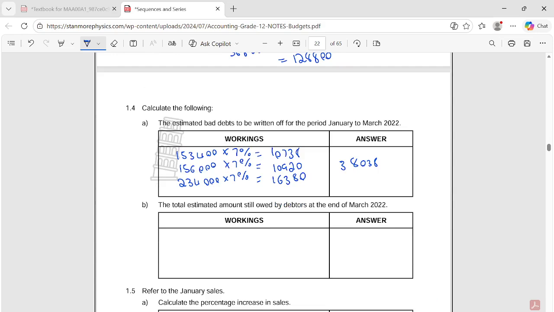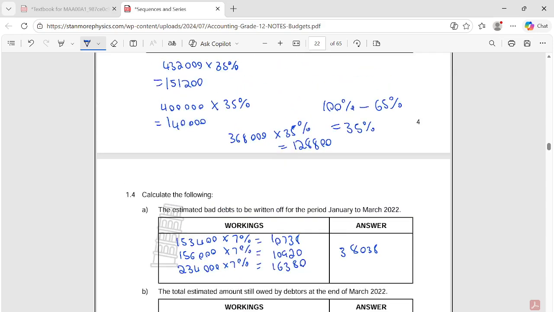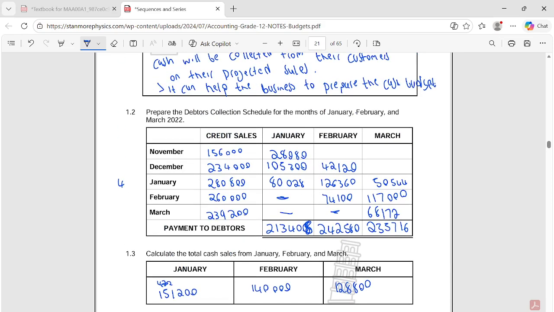So now they're saying the total estimated amount still owed by our debtors. Meaning, what is the amount that our debtors owe us? So if we go to our debtors collection schedule, you can see here, for November they paid everything. For December they also paid everything, because it started from the month of sale, which was December, the following month was January, another month was February, from there.